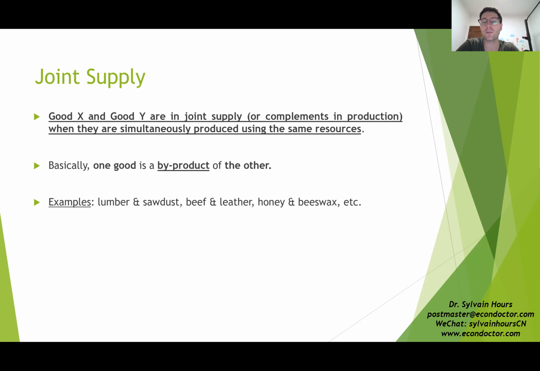Example, beef and leather, that's the most famous example. Of course, if you produce beef, at the same time you produce leather, or at least the raw material that is the skin that is required to produce leather. Honey and beeswax, I talked about it. Lumber and sawdust, of course, if you cut a tree, you will have logs, and then you can use these logs to produce lumber, construction wood. But at the same time, you produce sawdust, the small pieces of wood that inevitably fall on the floor when you cut a tree.